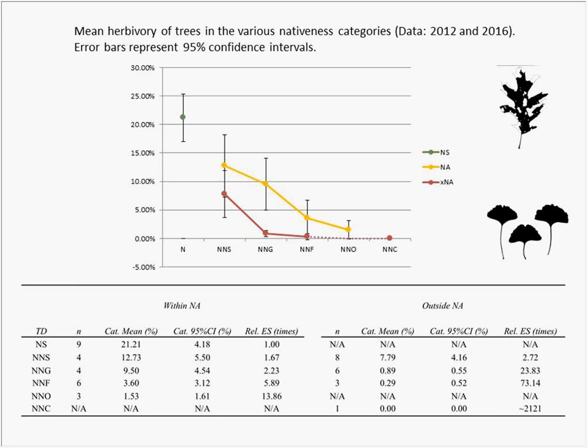The line is non-native species, genera, families, and orders from North America, and the red line is non-native species, genera, families, and orders from outside North America. You'll note on the bottom the effect sizes here. Once you get down to stuff like that, it's about 2,000 times less. There's nothing on it really, and all non-continental plants are lower than the native ones.